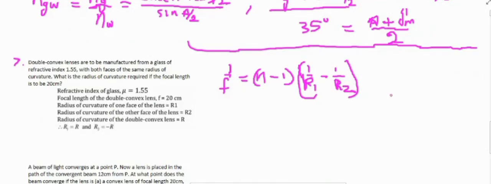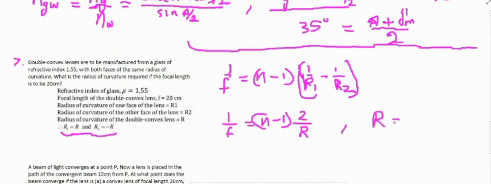Now, in this formula, you have to take this concept: R1 is equal to R and R2 is equal to minus R. So the equation becomes 1 by f is equal to n minus 1 into 2 by R. Okay, and from that equation, you can find the value of R.